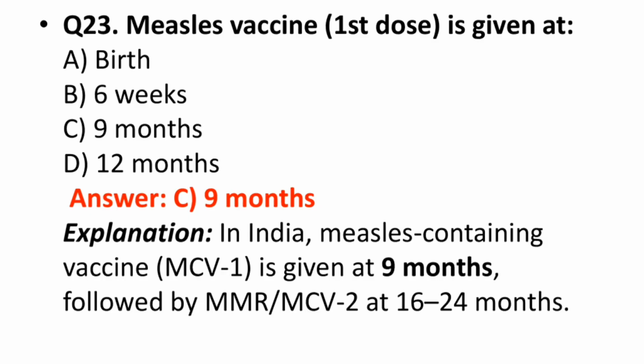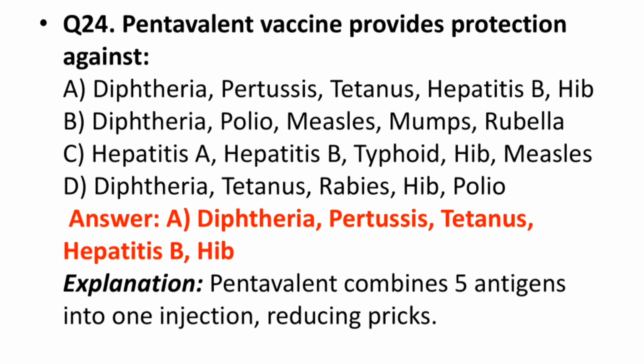Measles vaccine first dose is given at: option A, at birth; option B, at 6 weeks; option C, at 9 months; option D, at 12 months. The correct answer is option C, 9 months. In India, measles-containing vaccine is given at 9 months, followed by MMR 2 at 16 to 24 months.